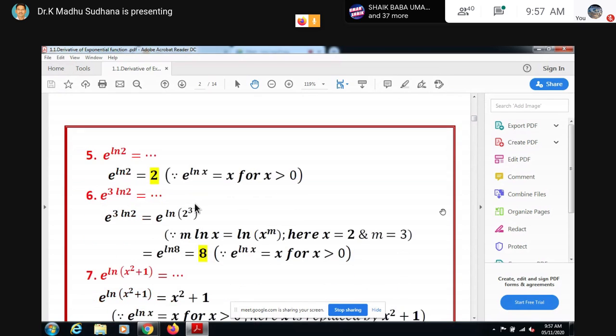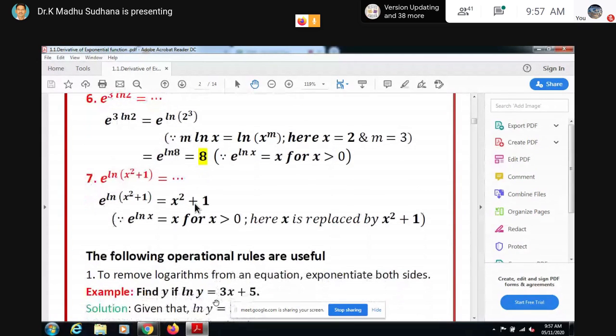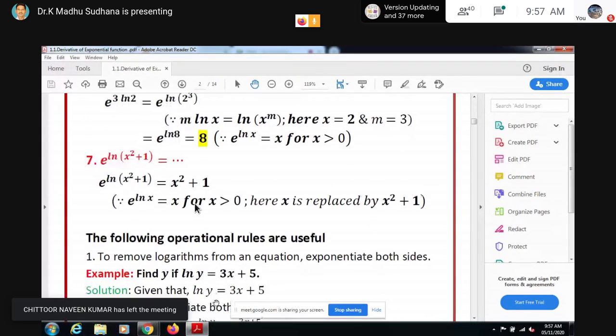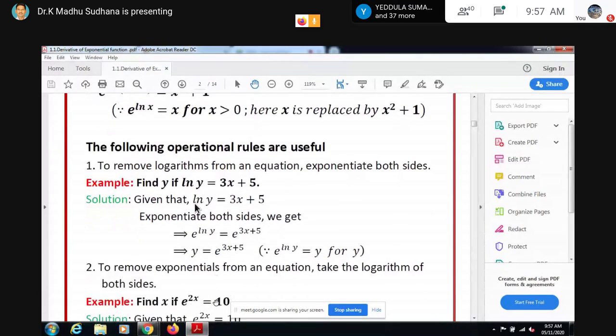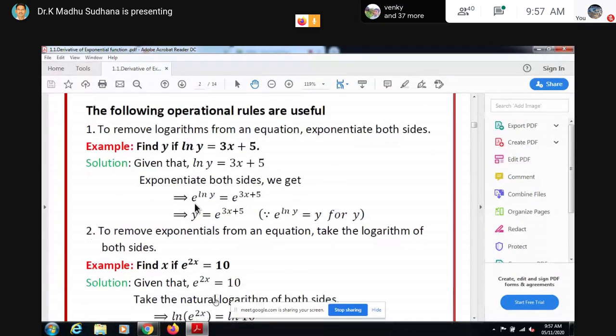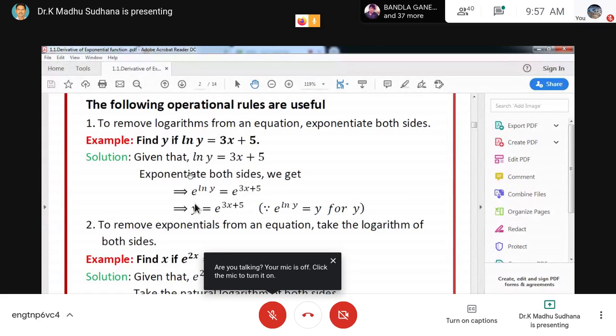Therefore, e power log of x square plus 1 is also in the e power log x equal to x form, so what do you get? x square plus 1 itself only. Those are a few examples based on e power log x equal to x. The following operations show the rules of using logarithms and exponentials. Here, sometimes we have to remove the logarithm, if a logarithm is there.